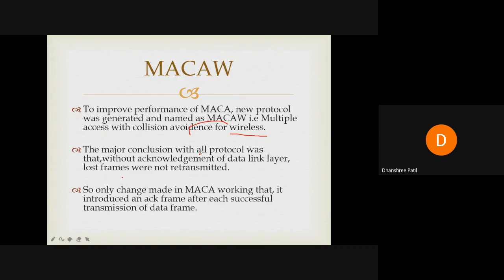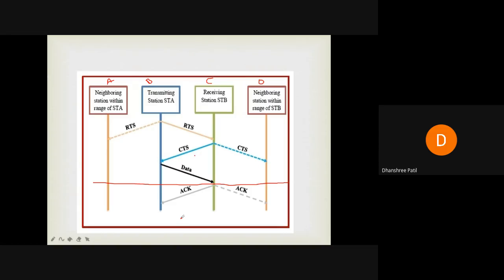So for that purpose, the only change made in MACA working is that it introduced an acknowledgement frame after each successful transmission of the data frame. So that I have already explained. Okay, so that is the only difference between MACA and MACAW.